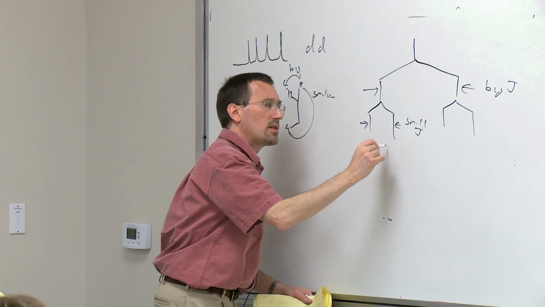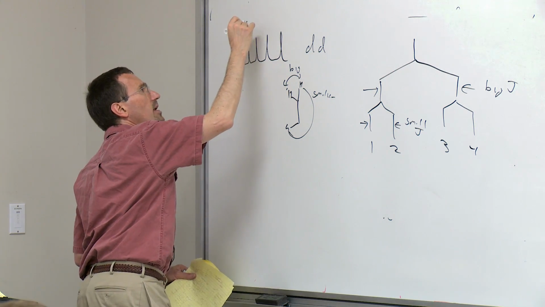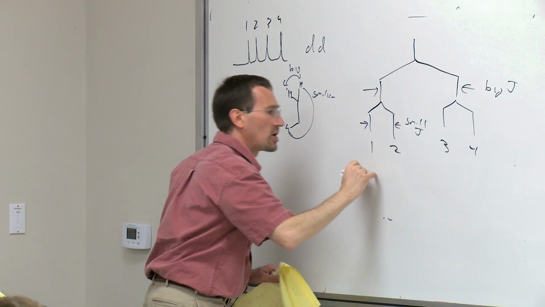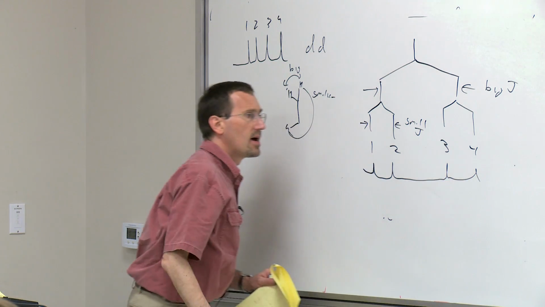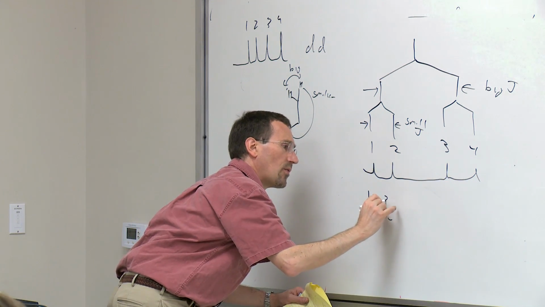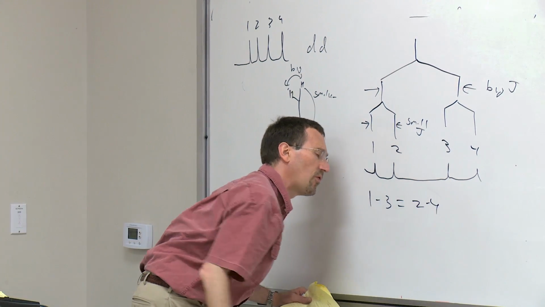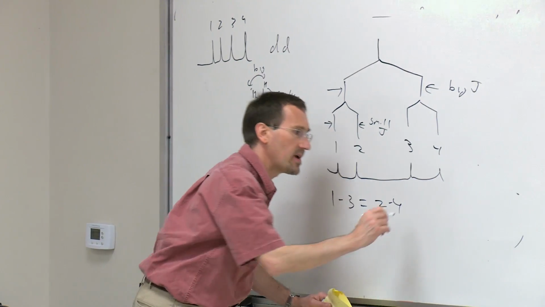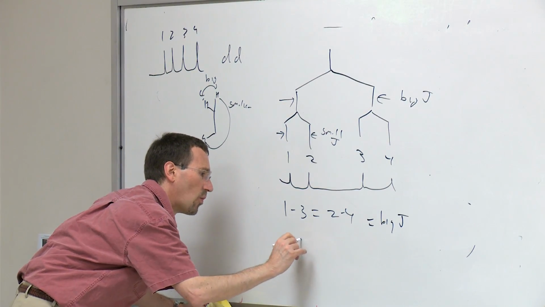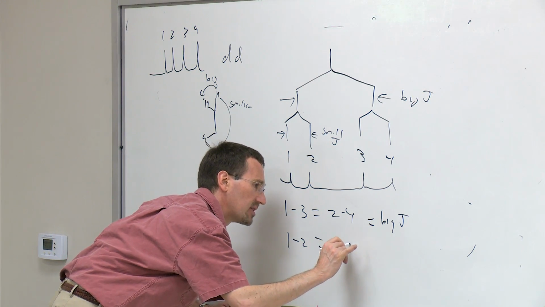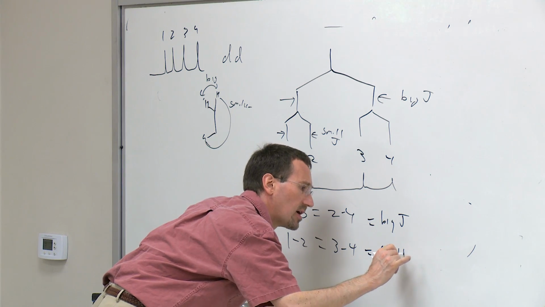Which means if we call our lines 1, 2, 3, 4, here's our pattern. The distance from 1 to 3 should be about the same as the distance from 2 to 4, and that's going to be our big J. And the distance from 1 to 2 is going to be about the same as the distance from 3 to 4. That's going to be our small j.